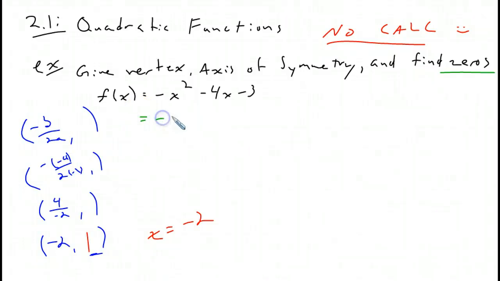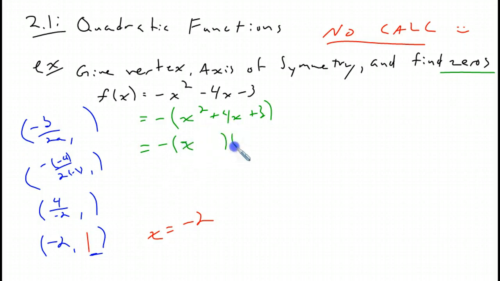So, in order to find zeros, usually we factor things. But in order to factor things, we want our leading coefficient to be 1. It just makes it way simpler. So if I factor out a negative from all of these terms, negative times x squared plus 4x plus 3, and if I factor, I know that my terms multiply to be 3 and they add to be a positive 4. So they must both be positive. The only two things that multiply to be 3 and add to be 4 are 3 and 1.